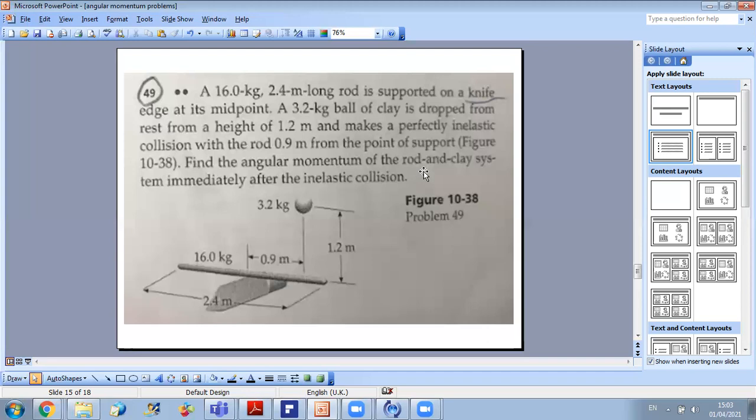We have that the two bodies become one body and they will form one body that will rotate at one angular velocity. Okay? The question is to find the angular momentum of the rod and clay system immediately after the inelastic collision. What would you apply here? Which principle can we use to get the angular momentum after the collision?